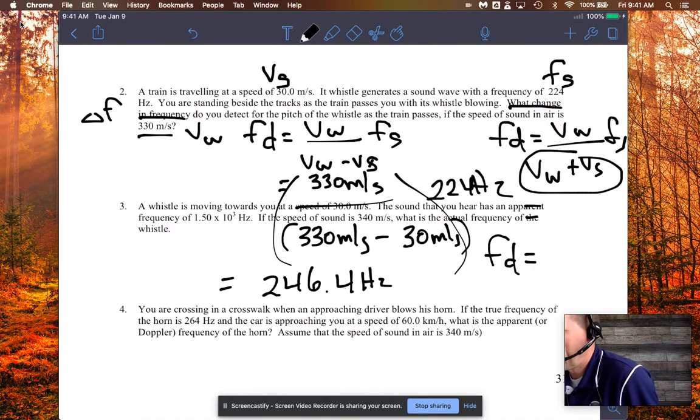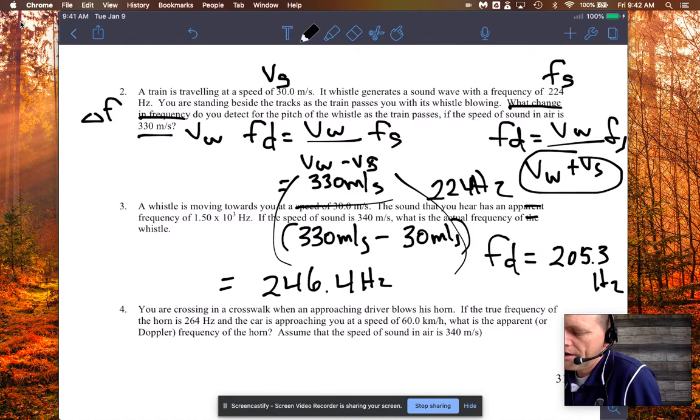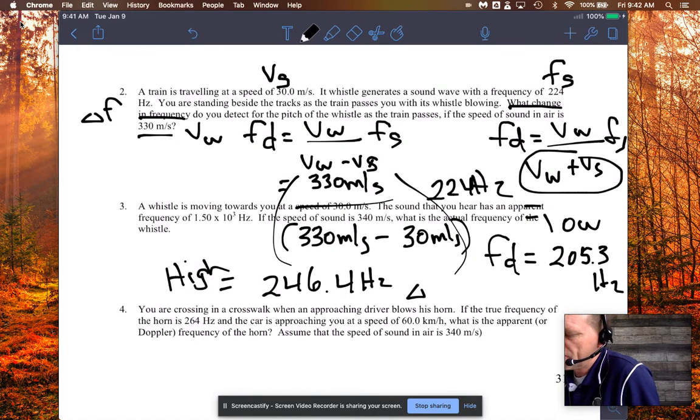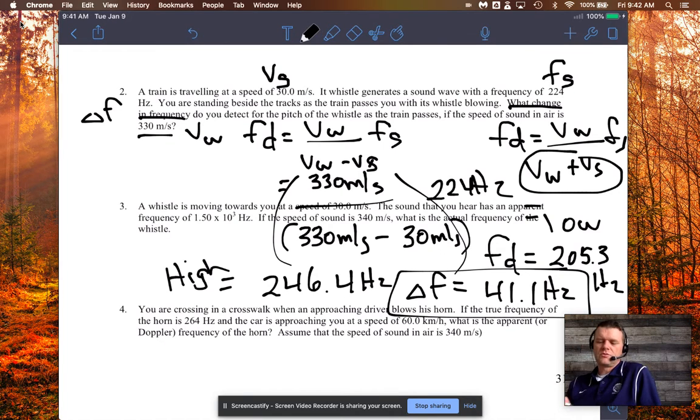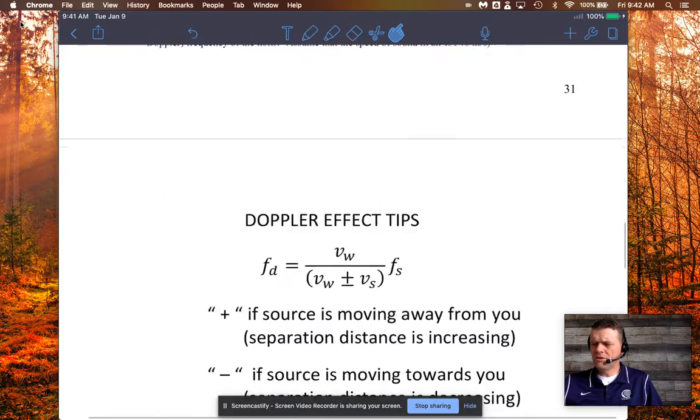So yes, in this second one, I think I got 205.3 hertz. So this is the high frequency coming in, and here's the low frequency after it passes. The change in frequency is just the difference between the two. You just go 246 minus 205, and I get a change in frequency of 41.1 hertz. That is what the observer would hear in terms of a change in their frequency. Again, if I did that too fast, you can slow that down. I think you guys can get this well enough though.